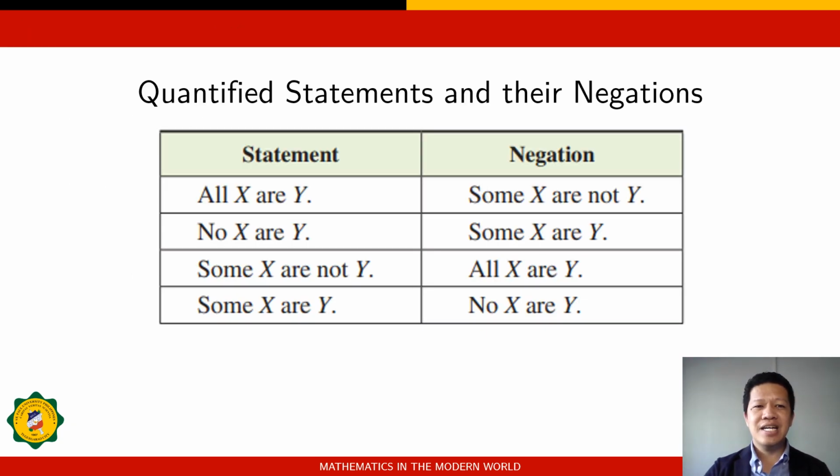Let us study the quantified statements and their negations. If we use all, like all x are y, the negation is some x are not y. If we have no x are y, the negation is some x are y. If we have the statement some x are not y, the negation is all x are y. And if the given statement is some x are y, the negation is no x are y.